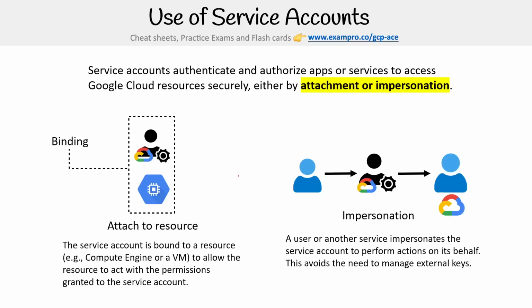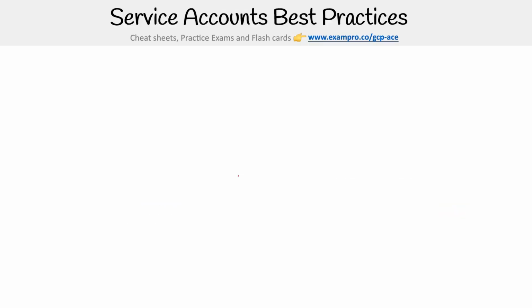Then you have impersonation. So a user or another service impersonates the service account to perform actions on its behalf. This avoids the need to manage external keys. Similar to, again, AWS, temporary STS service token, whatever. So same thing where you assume a role of another thing. This is just assuming a role if, again, you come from the AWS world.